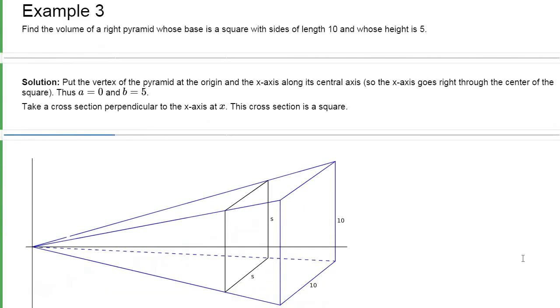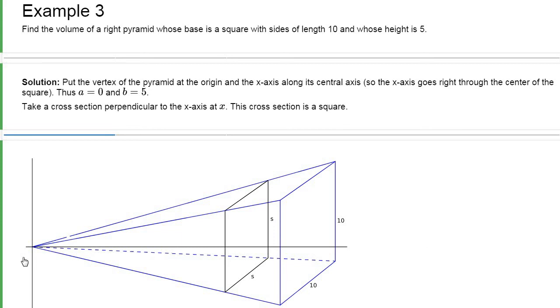All right, third example. I'm going to look at a pyramid, right? A right pyramid, so one that goes straight up and down, doesn't slant. I mean the vertex here is right above the center of the base. Make a right pyramid. The base of this pyramid is going to be a square with sides of length 10. So this is a 10 by 10 square.